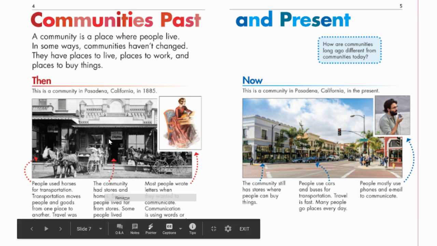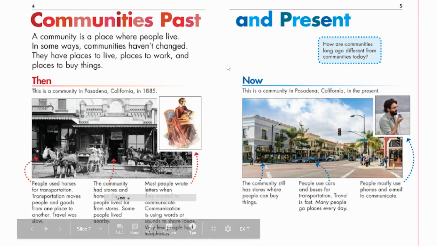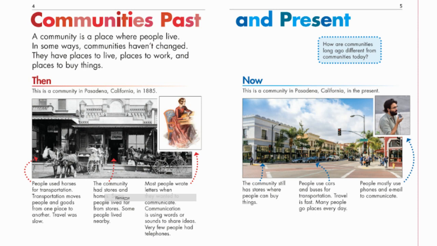Transportation moved people and goods from one place to another. Travel was very slow, so you could not go fast. The community had stores and homes. Some people lived far from stores, and some people lived nearby. Most people wrote letters when they wanted to communicate. Communication is using words or sounds to share ideas. Very few people had telephones. You can see the woman here writing a letter.